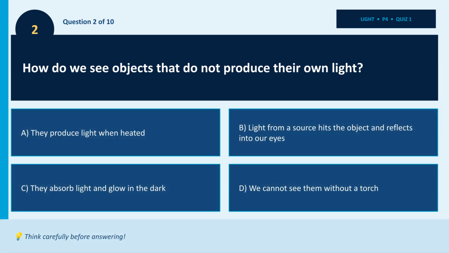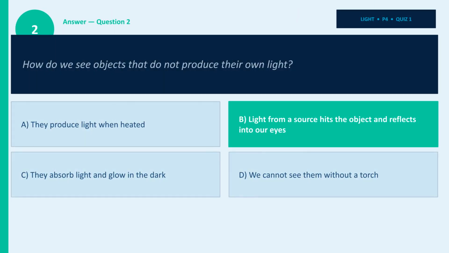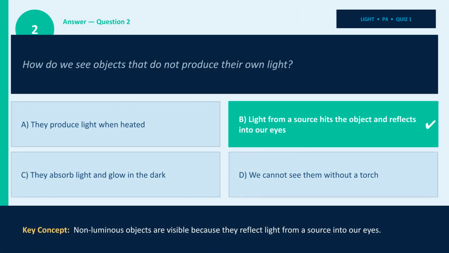Question 2. How do we see objects that do not produce their own light? The answer is B. Light from a source hits the object and reflects into our eyes. Non-luminous objects are visible because they reflect light.